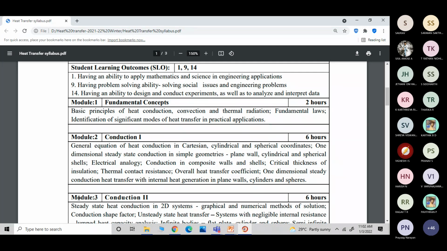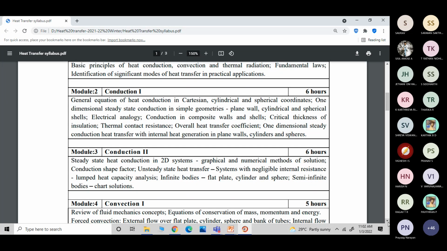So the concept of critical thickness of insulation, which is there in module 2, we will be discussing, and we will be doing small numericals in it also. Similarly, internal heat generation in walls, cylinders, and spheres, we will be doing. And in module 3, we will be discussing conduction shape factor, lumped heat systems, and infinite bodies, flat plates, cylinder, sphere, semi-infinite bodies, etc. We will be using some charts known as Heisler charts.